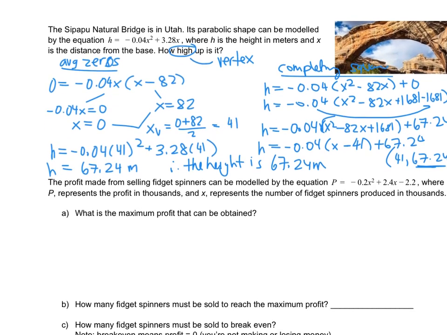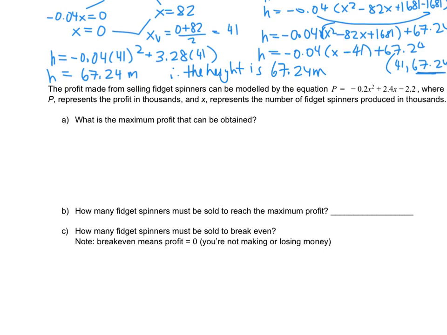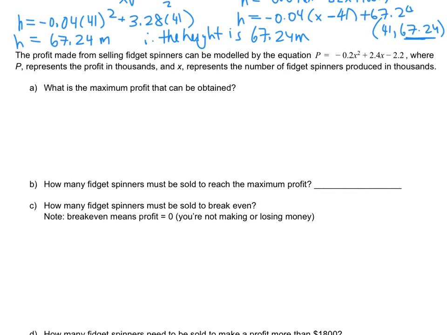Another common type of quadratic scenario is a profit example. In this one, the profit made from selling fidget spinners can be modeled by the equation P equals negative 0.2x squared plus 2.4x minus 2.2, where P represents the profit in thousands, and I'm going to highlight that because that is important, and x represents the number of fidget spinners produced in thousands. So any number you get, whether it's profit or number of spinners, you're going to have to multiply it by 1,000 to get the real one.